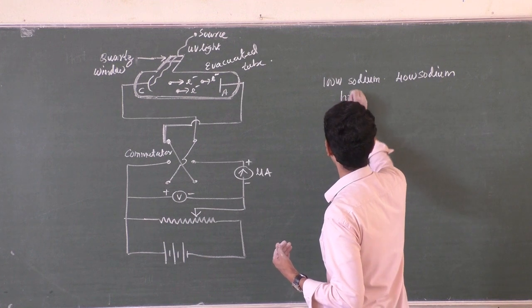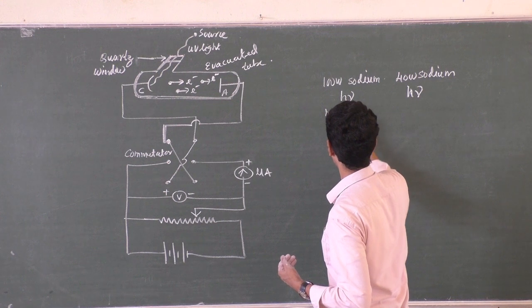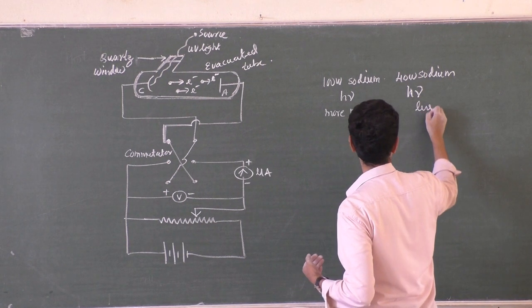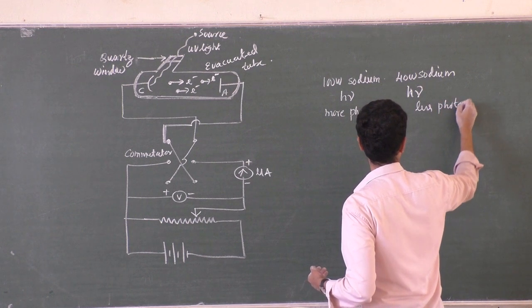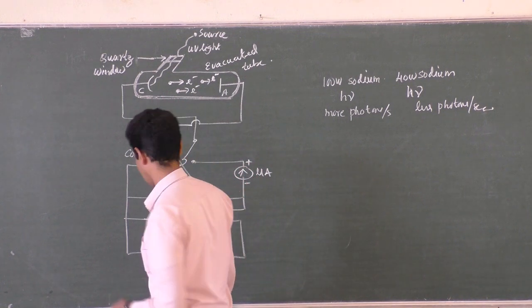Both are emitting the same h nu. There is no difference in h nu, but more in number, more photons per second. Here, fewer photons per second. That is the difference. That's why the 40 watt lamp is less bright.